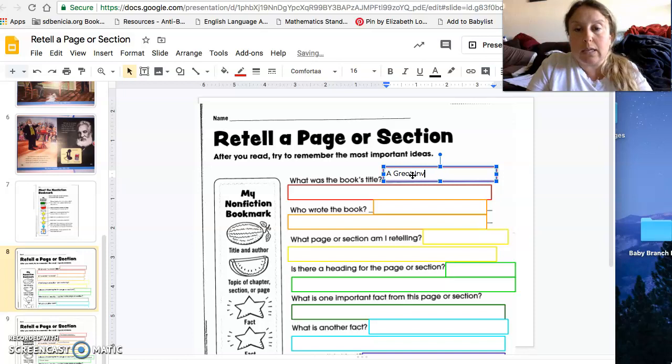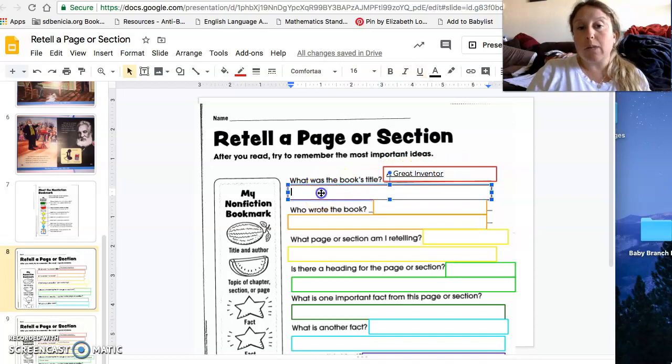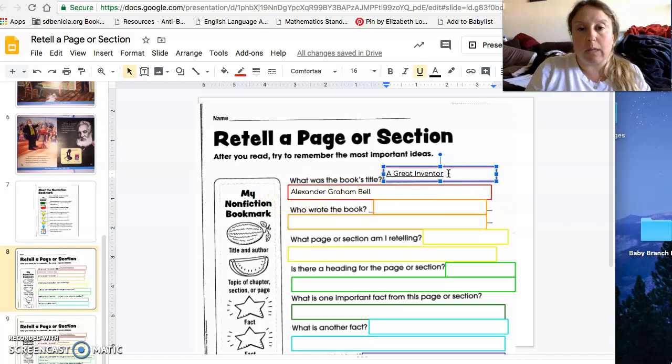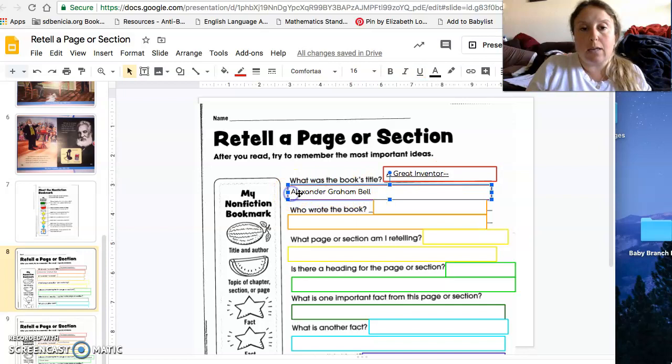Now, what's interesting about a title when you're writing it is that it should be underlined, and it should have a capital for each of the first letters of the word. Now I'm going to go down to my second section here, and the second part of the title is his name, Alexander Graham Bell. And the other thing I'm going to do is add this double line and make this underlined again.